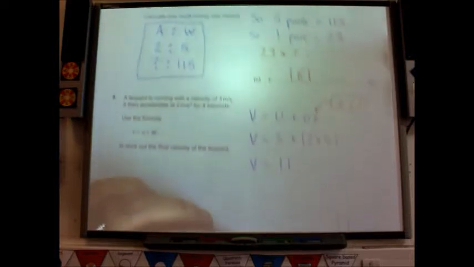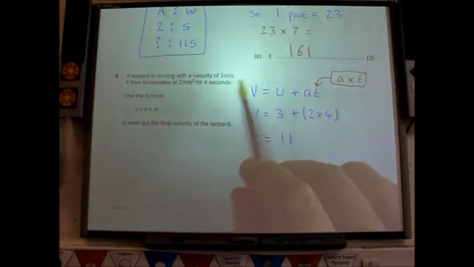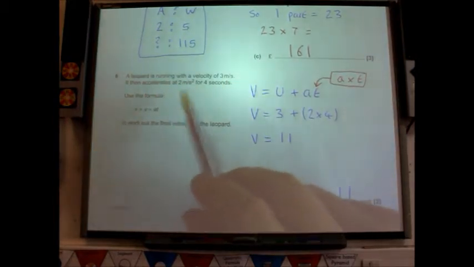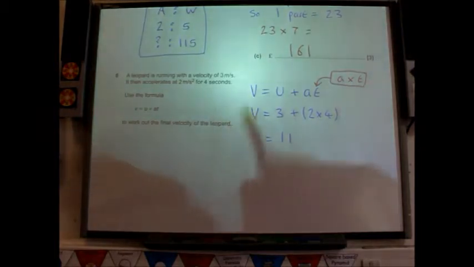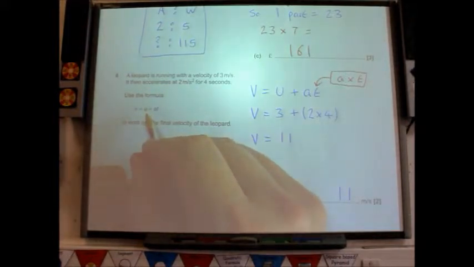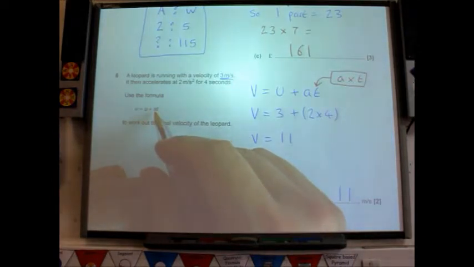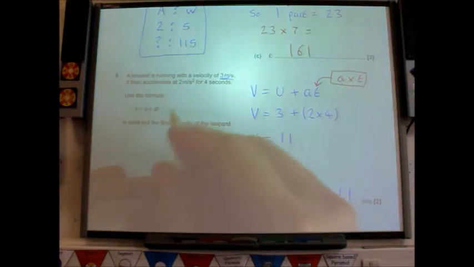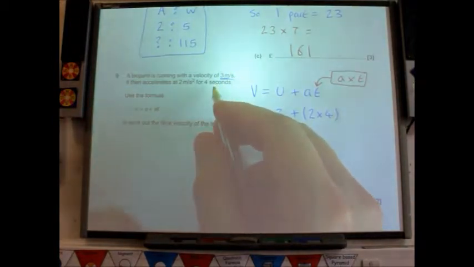Question 6. A leopard is running with a velocity of 3 meters a second. It then accelerates at 2 meters per second squared for 4 seconds. Use the formula to work out the final velocity of the leopard. Now, it's a little bit cheeky, this question, because it expects you to know that v is velocity, u is what we call initial velocity. So that's the velocity it was running at, and you're told in the question that is 3 meters a second. a is the acceleration, which is 2 meters a second squared. And t is 4 seconds, because that's the time they accelerate for.